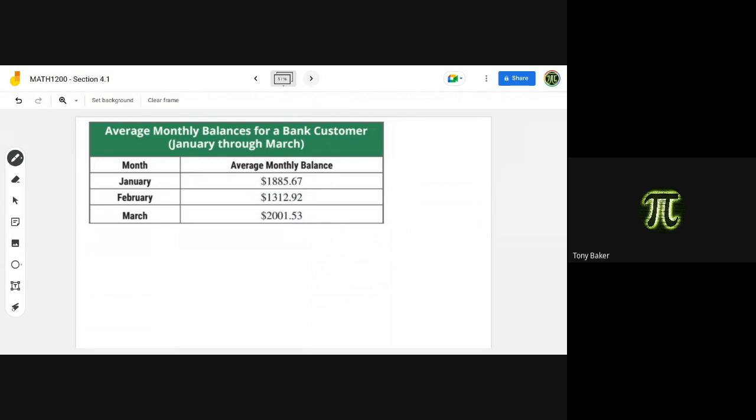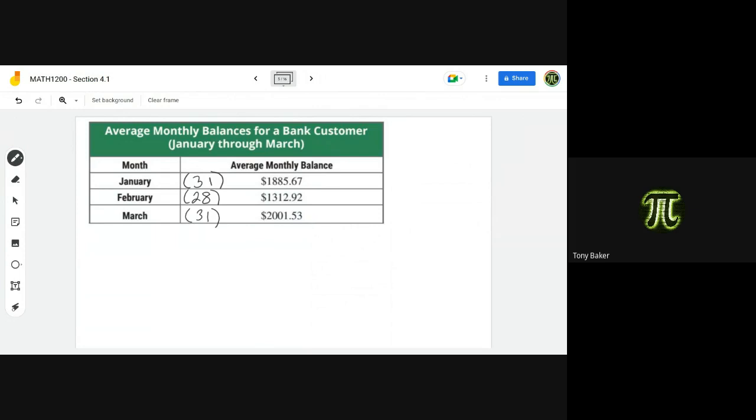So I can't just add these 3 up and divide by 3 because each of the months has a different number of days. However, most people would just add them up and divide by 3 and go, oh, that's my average daily balance. Doesn't quite work that way. So January is 31 days. How many days are in February? Not a leap year. 28. And how many days are in March? 31.